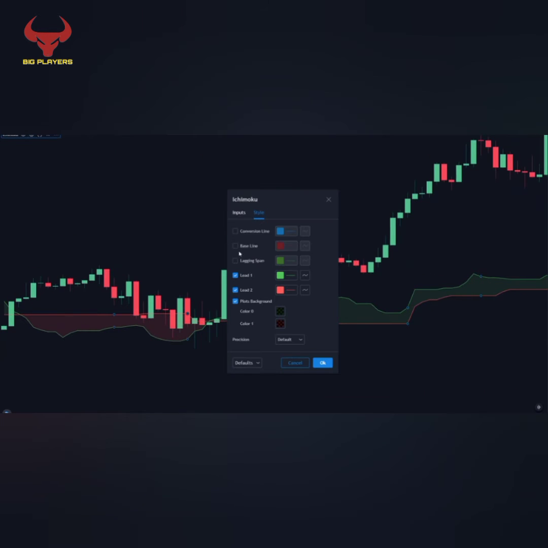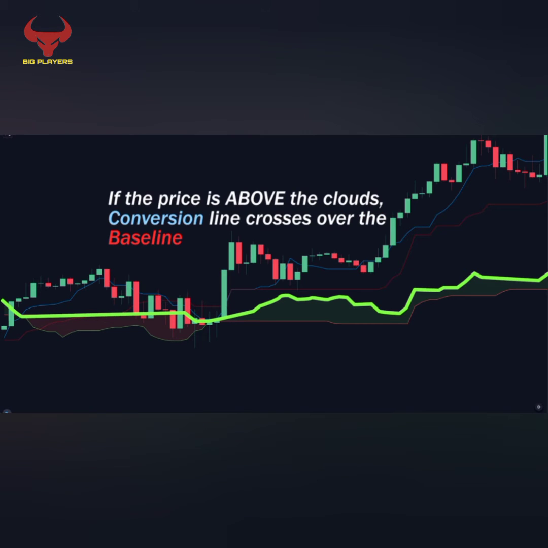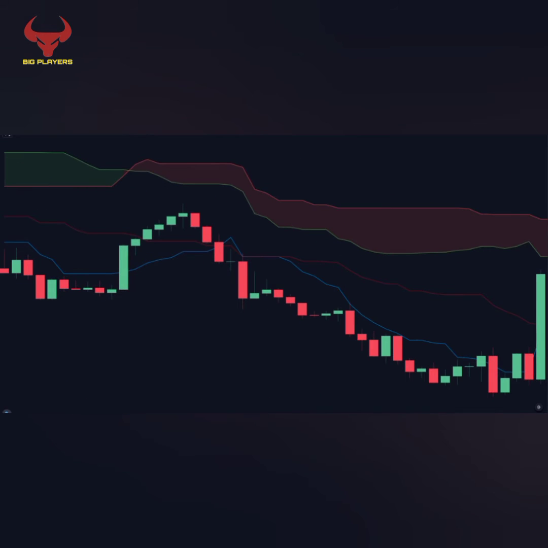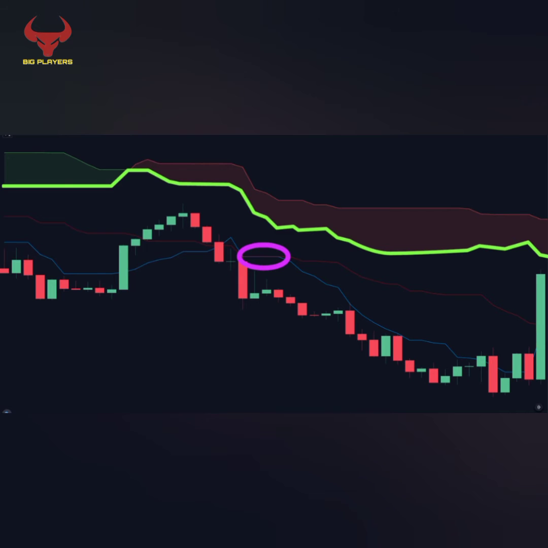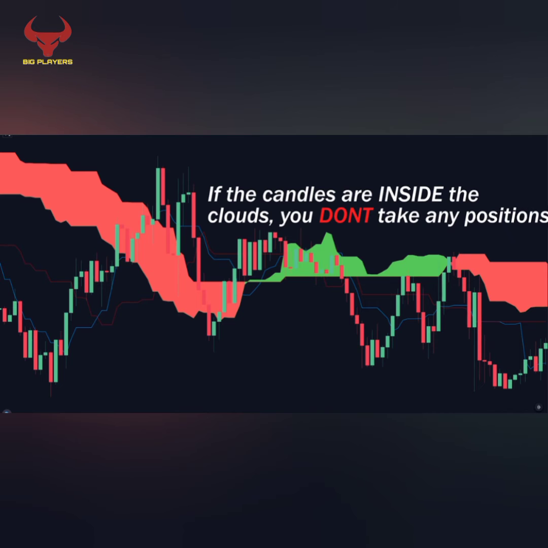So now we combine all of them together. If the price is above the cloud and the conversion line crosses above the baseline, you take a long position. It's the same thing with a short position. When a candle is below the cloud and the conversion line crosses below the baseline, you take a short position. And remember, do not take any trades if the price is inside the cloud.